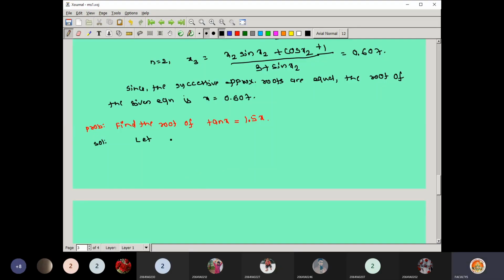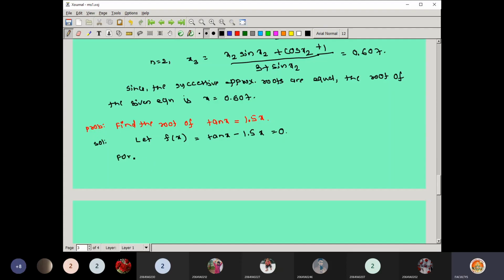You start with f of x equal to tan x minus 1.5 x equal to 0. That is your given function for the algebraic transcendental equation. So now you are selecting real numbers.